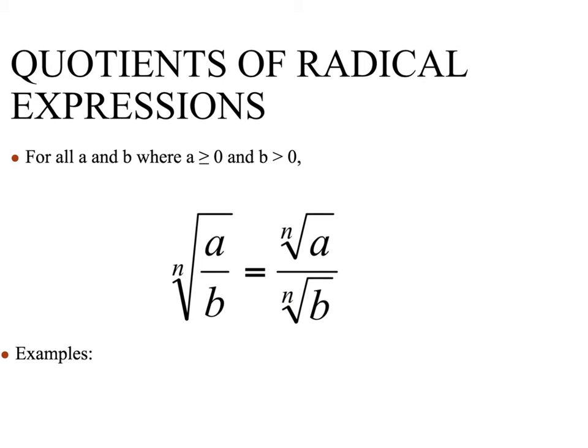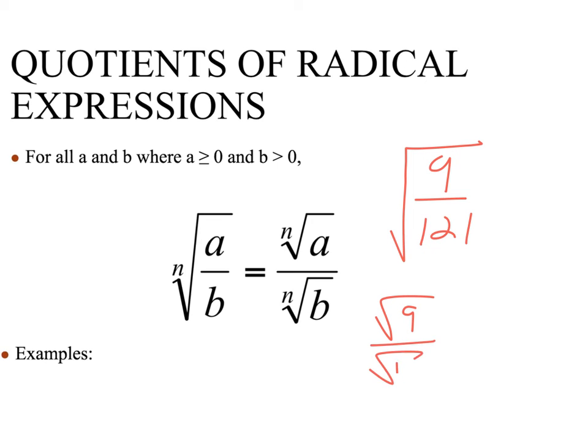Likewise, for the nth root of a divided by b, that is the nth root of a divided by the nth root of b. So if I had the nth root of, the square root, again, using it as an example, square root of 9 over 121. That is the same as the square root of 9 over the square root of 121, which is 3 over 11. And again, there you go. Simple example for you. This also works with variables, and that's where we're going to use it a ton.